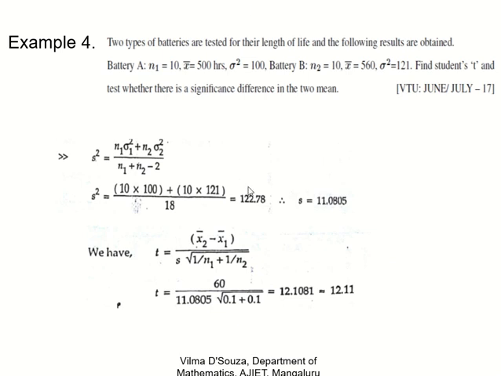You have one more problem here. Two types of batteries are tested for their length of life and the following results are obtained. Battery A, n1 is equal to 10, x bar 500, sigma square 100. Battery B, n2 is 10, x bar 560, sigma square 121. Find Student's t and test whether there is a significant difference in the two means.